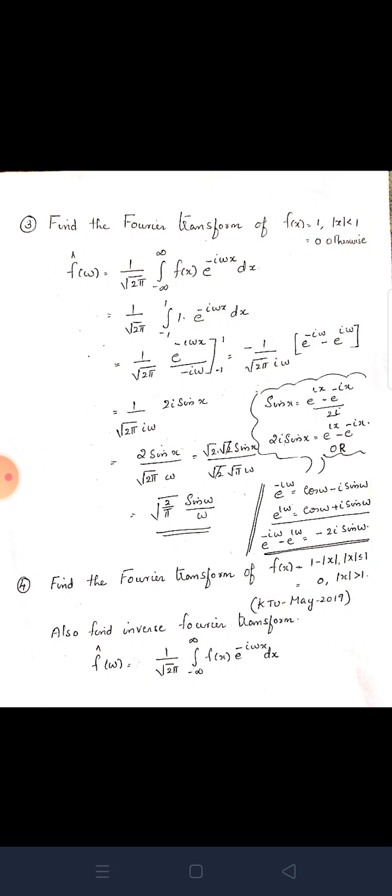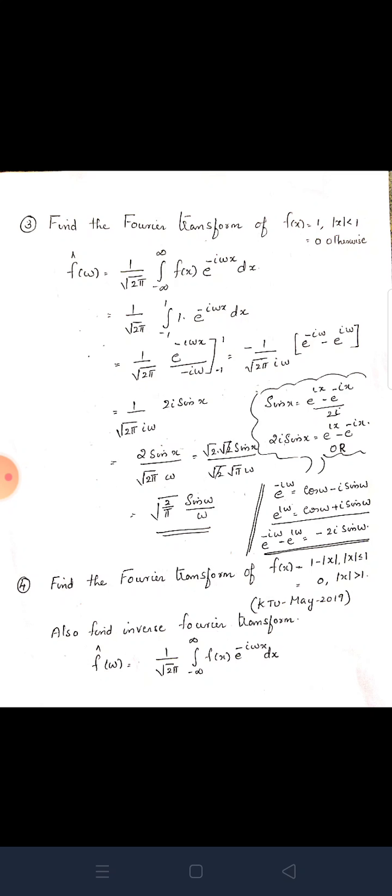Then the next question is a KTU 2019 question. Find the Fourier transform of f of x equal to 1 minus mod x, for modulus of x less than or equal to 1, and equal to 0 for mod x greater than 1, and also find its inverse Fourier transform.